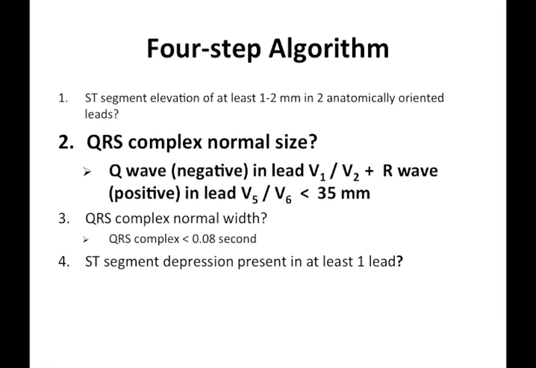Question 2 focuses on the size of the QRS complex and asks the question, is the QRS complex a normal size? And then it gives you direction on what is a normal size. Is the negative part of the QRS complex, the Q wave, in lead 1, V1, or lead V2, plus the positive part of the QRS complex, or R wave, in lead V5 or V6, less than 35 millimeters?